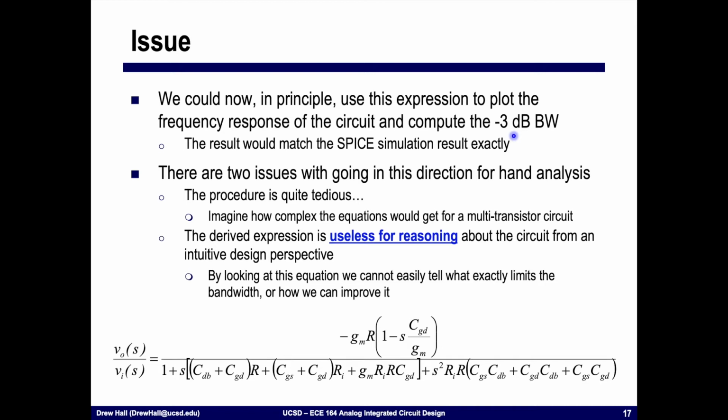The problem is that this isn't really very useful for hand analysis. If I look at this expression, it's very hard for me, as a designer, to give you much insight. If you came back and said the bandwidth is 20, 30% too low, what do I do? I don't know. There's not an easy way, looking at this high entropy expression, to get design insight, or more importantly, to know what knobs to turn in order to improve the circuit.